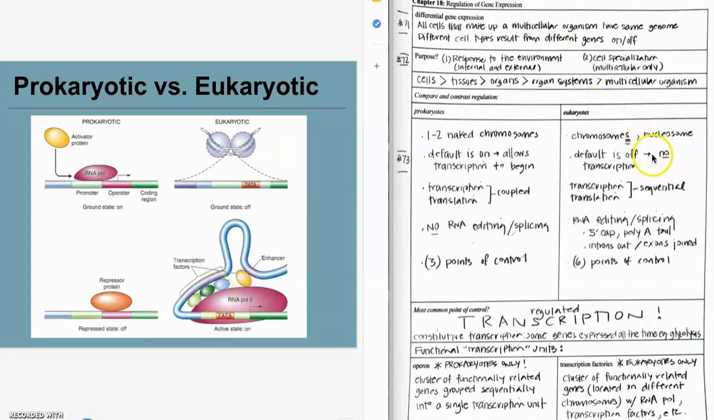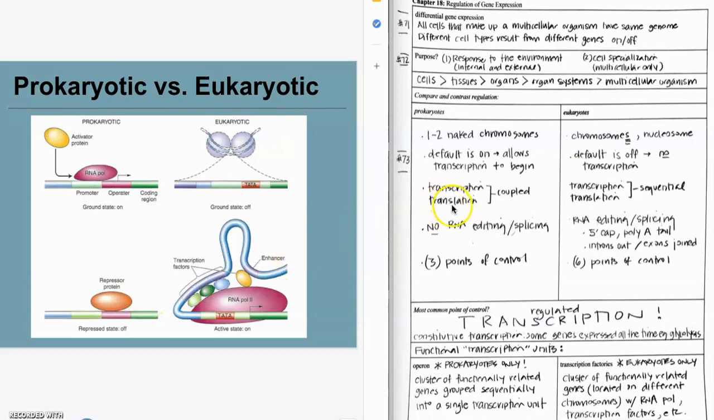The default position is off, meaning with the naked DNA here with nothing bound, transcription can't begin in eukaryotic cells, but it's opposite in prokaryotic cells. When the DNA is quote unquote naked, it's on, and then the protein binds and that turns it off. So it's totally opposite.